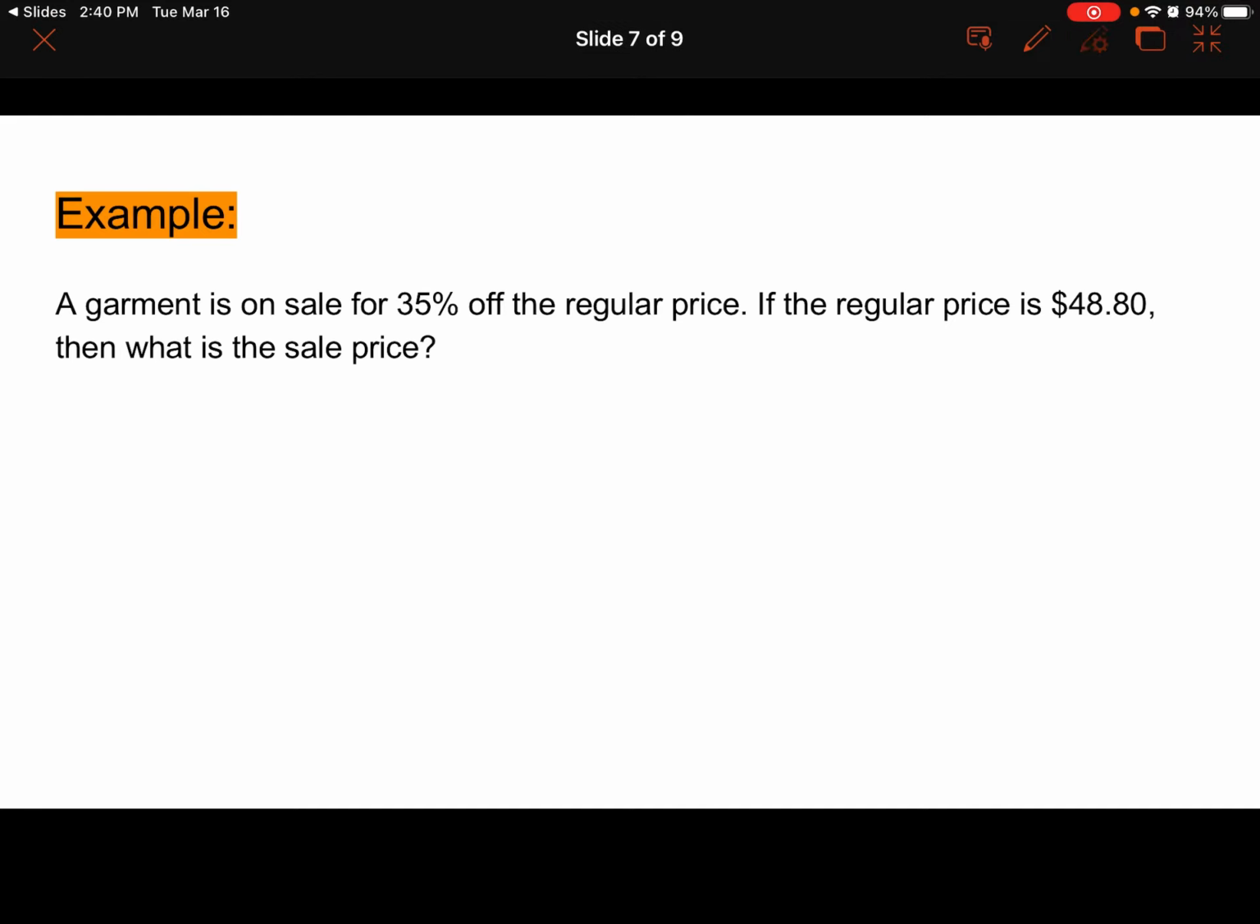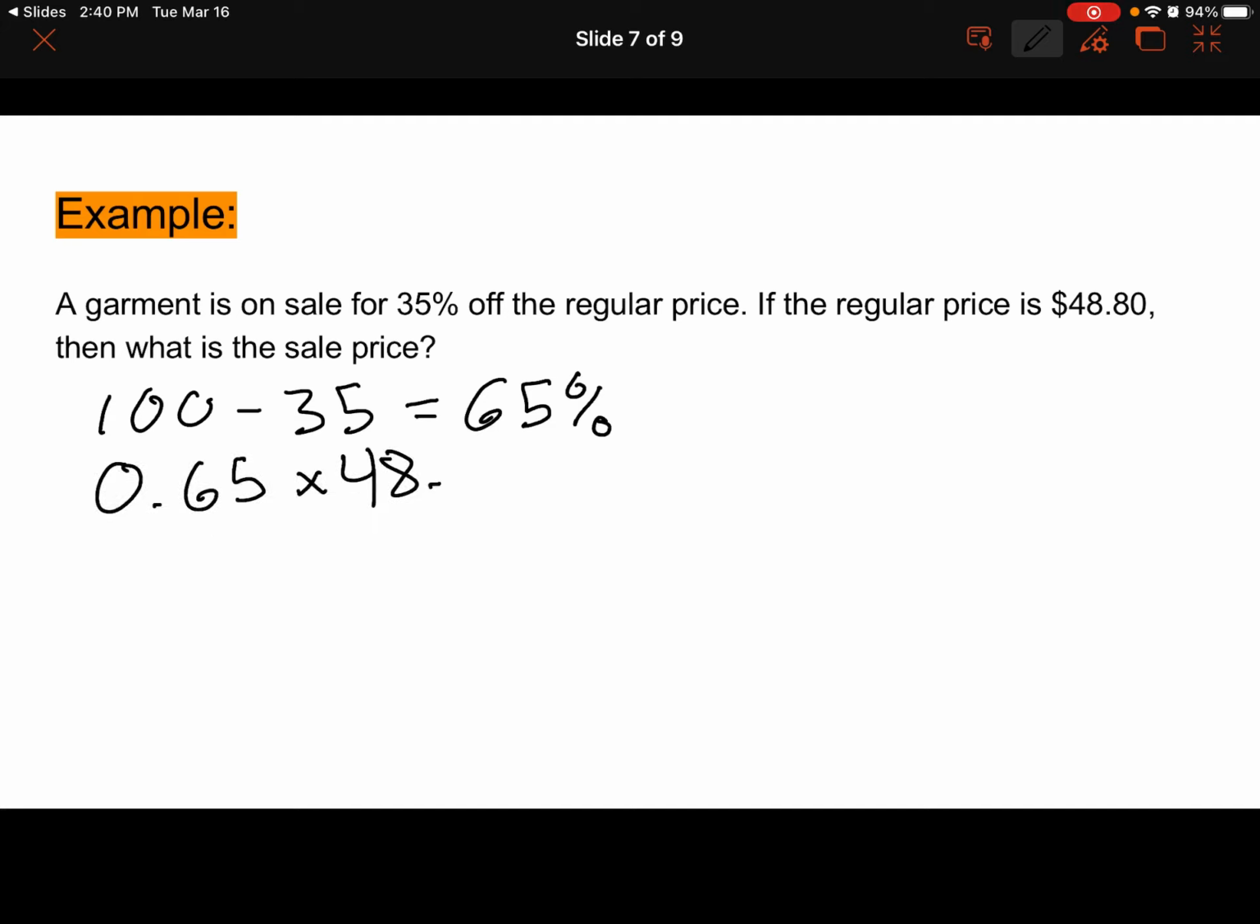All right, let's do this one a little bit differently than we did the last one. So if something is on sale for 35% off, then how much of the total cost is it? Well, we'll do 100% minus 35%, which is of course 65%. So that's telling us that the cost of this shirt is 65% of the regular price. All right, so now we're going to multiply our 65%, or 0.65 times 48.80, which will give us 31.72. So it's $31.72.